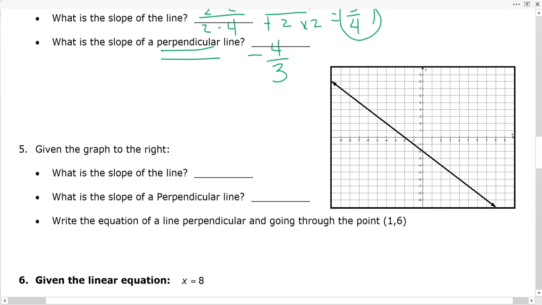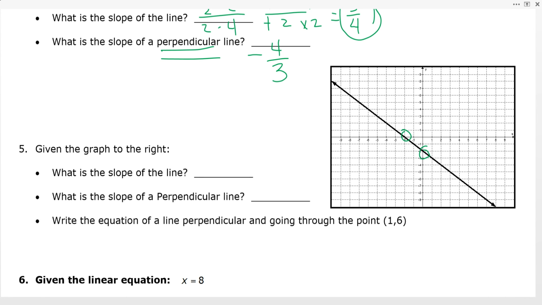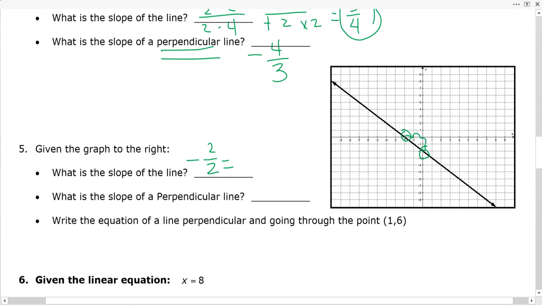Okay, for the slope of this line over here, I see perfect points here and here. So the slope is, actually, it's up 1 over 1, right? Up 2, over 2, so it's negative 2/2, which is -1. And if I have a perpendicular line, it's going to be positive 1, which is 1/1. So if you have a -1 slope and a +1 slope, they're perpendicular.